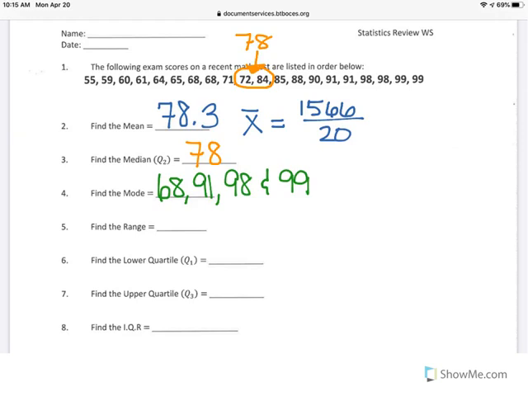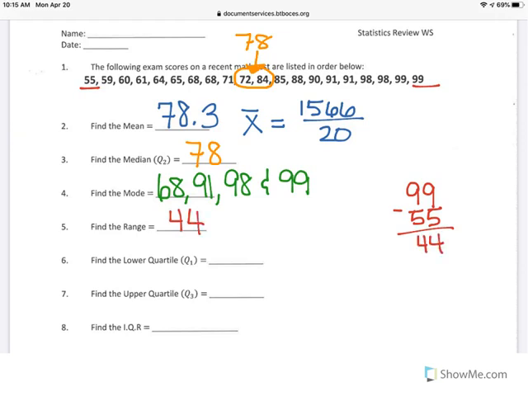Now, to find the range, you take the highest number in your list, which is 99, and subtract the lowest number in your list, which is 55, and you end up with your range, which is 44.